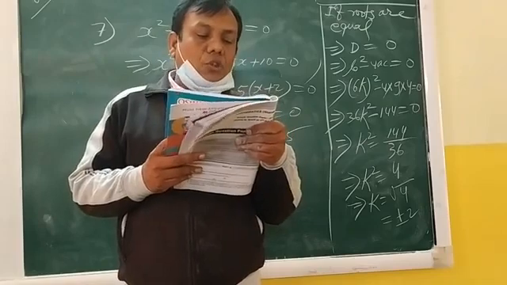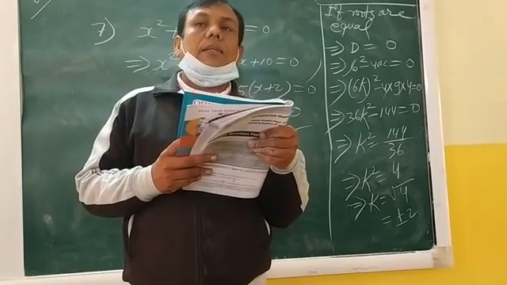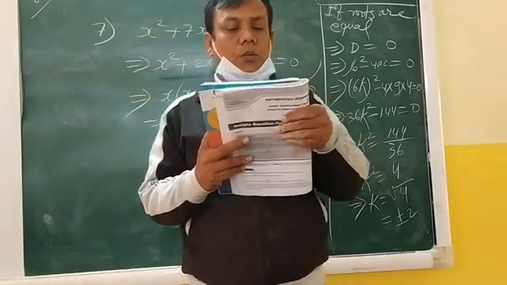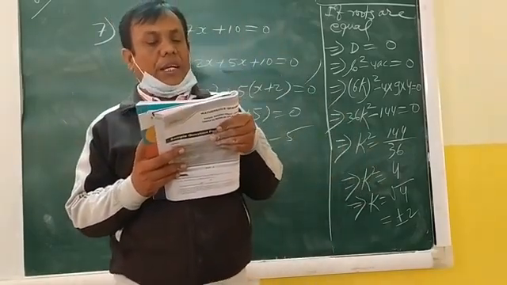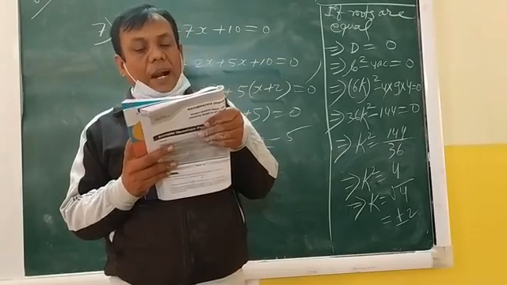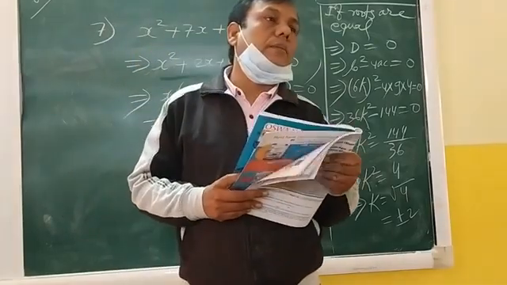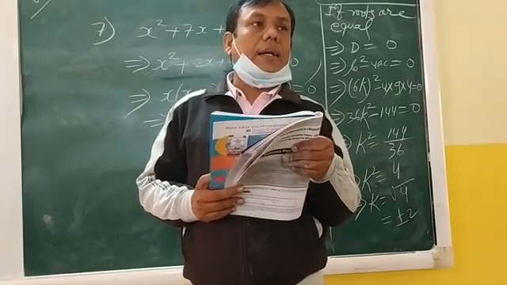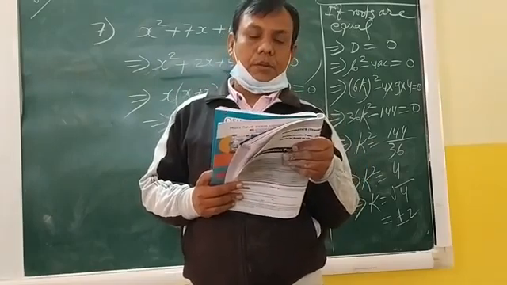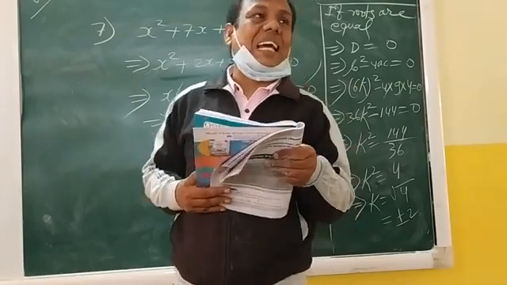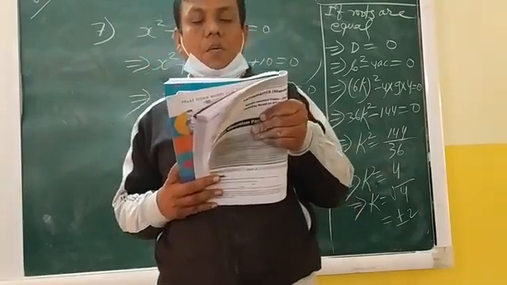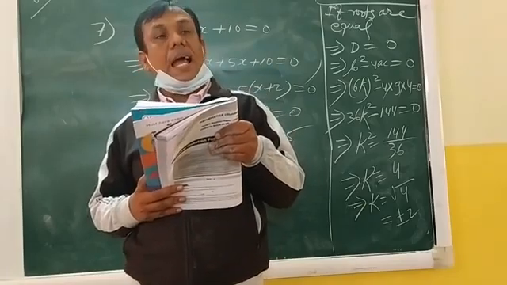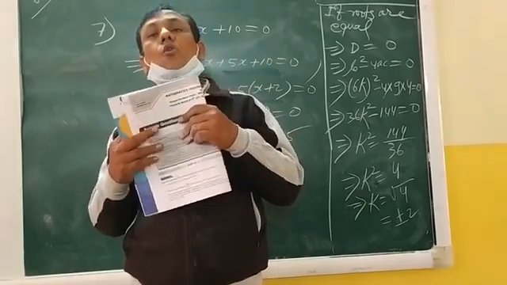For what values of a, small a, for what values of a quadratic equation 3ax square minus 6x plus 1 equal to 0 has no real root.